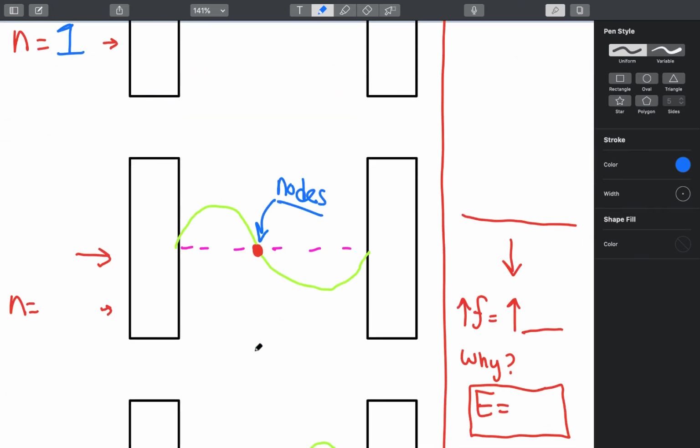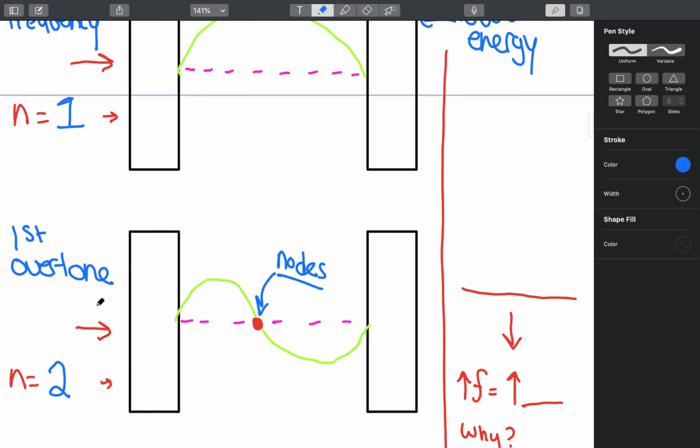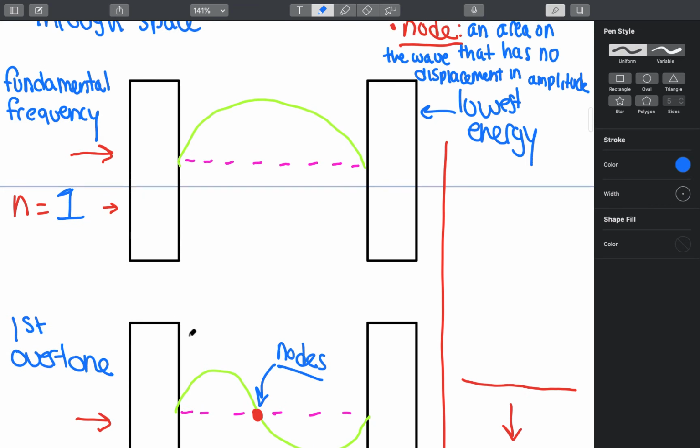And this type of wave, where you have this one node here, is called the first overtone. And this is given the symbol n equals 2. The first overtone has a higher frequency than the fundamental frequency. Therefore, the first overtone has a higher energy than the fundamental frequency.